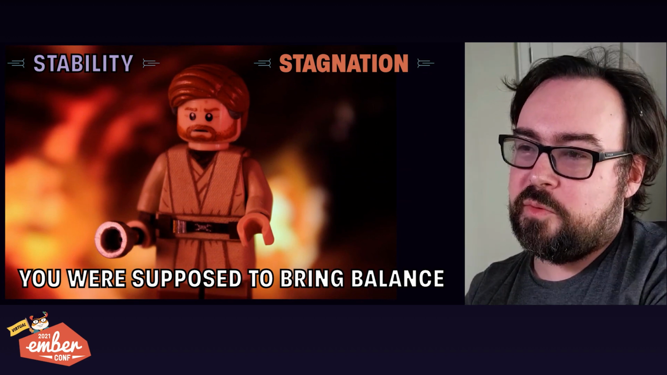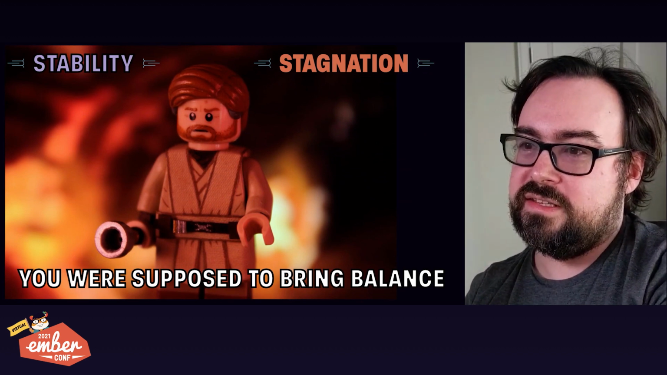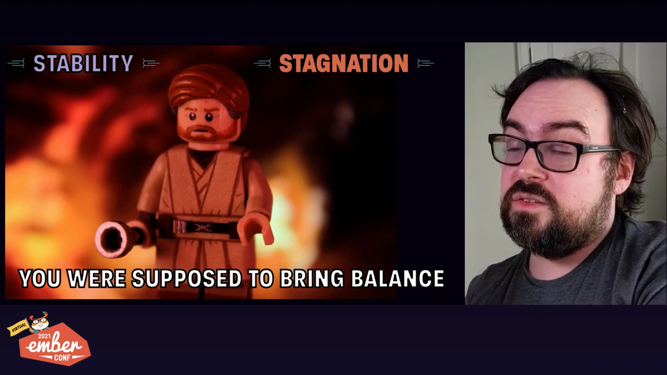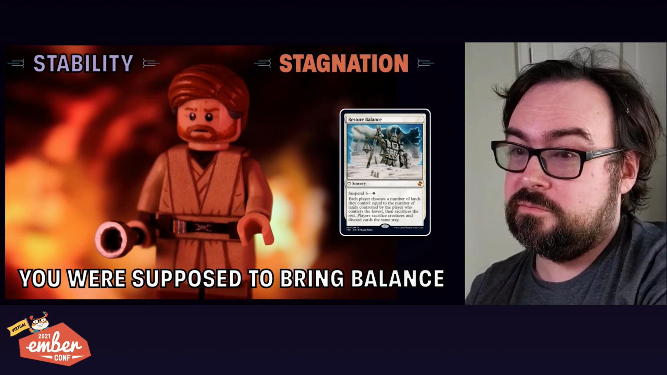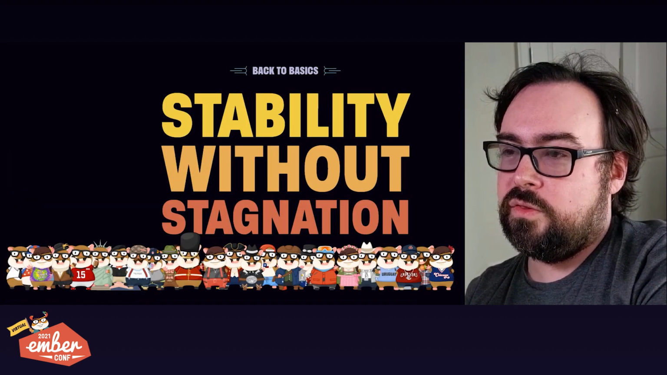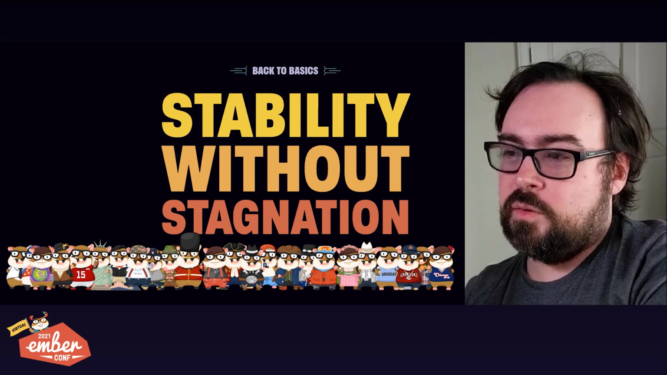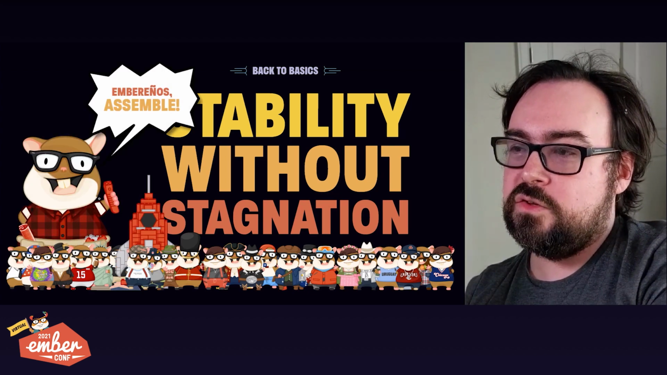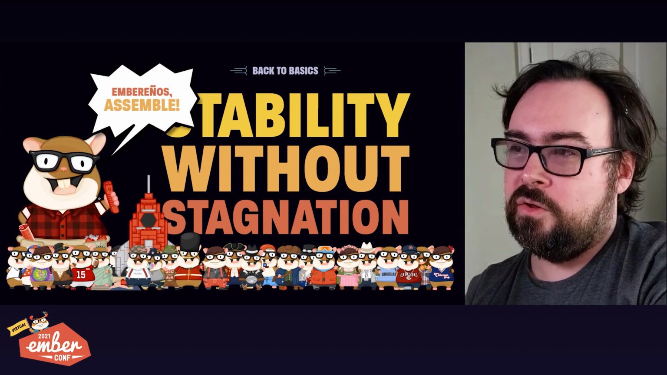But the thing is, we were supposed to find balance between stability and stagnation. And to be honest, 1.13 just really hurt. So it was time to restore balance. We thought, let's try to do this stability without stagnation thing again. The process worked on 1x, so let's do it. Embereños, assemble.